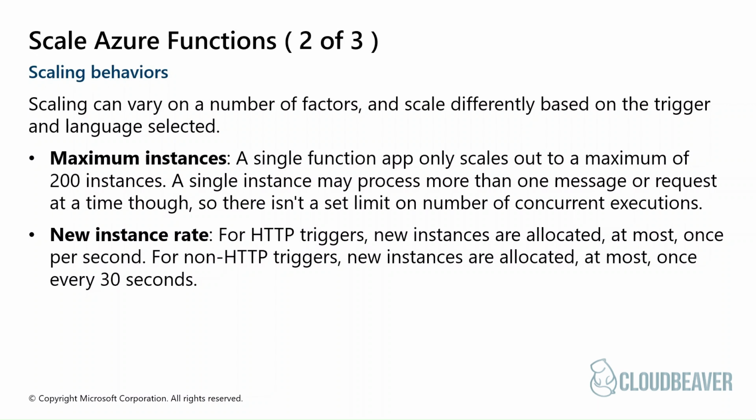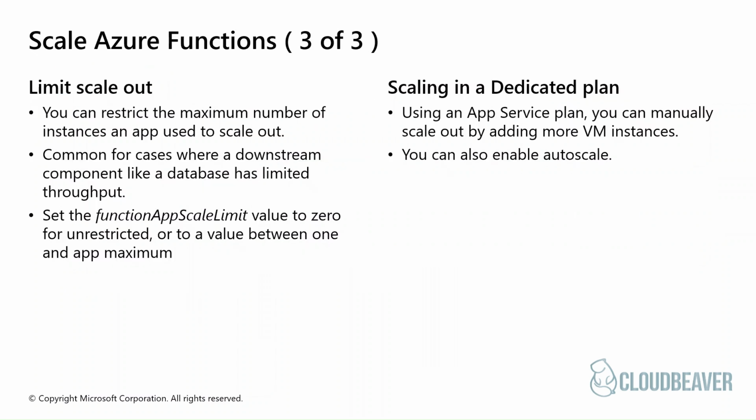Now, about new instance creation. For an HTTP trigger, usually a new instance is allocated about once every second. But for any non-HTTP trigger, like an event trigger, such as Blob Storage, Event Grid or Event Hub, a new instance gets created only once every 30 seconds, which is a difference, which means HTTP-triggered scalability could be faster.